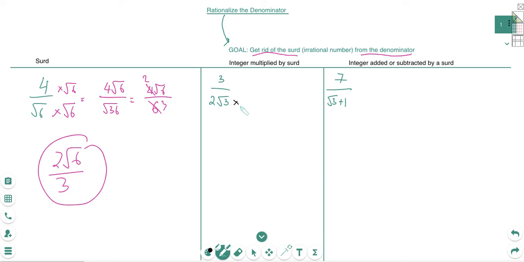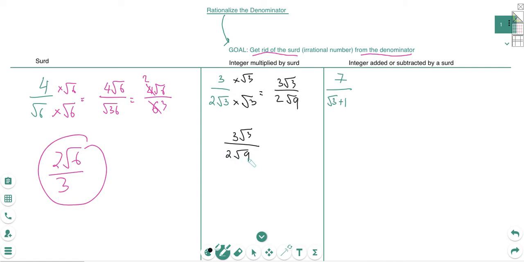Whenever there's a number being multiplied to the surd, all you're going to do is multiply both sides by just the surd. Multiply both numbers by just root 3, like that. So 3 times root 3 is 3 root 3. 2 root 3 times root 3 is going to be 2 times root 9. Alright, we've not rationalized it yet because there's still a surd. So it'll be 3 root 3 over 2 root 9.